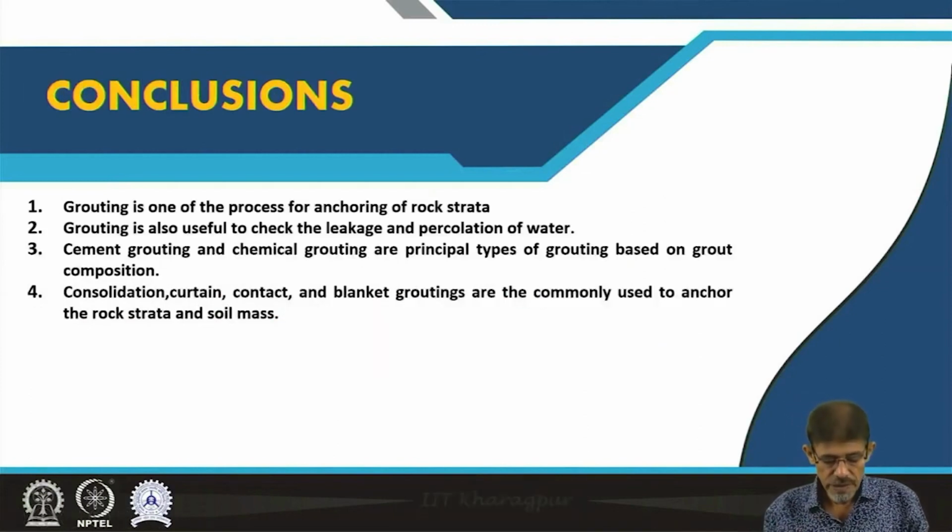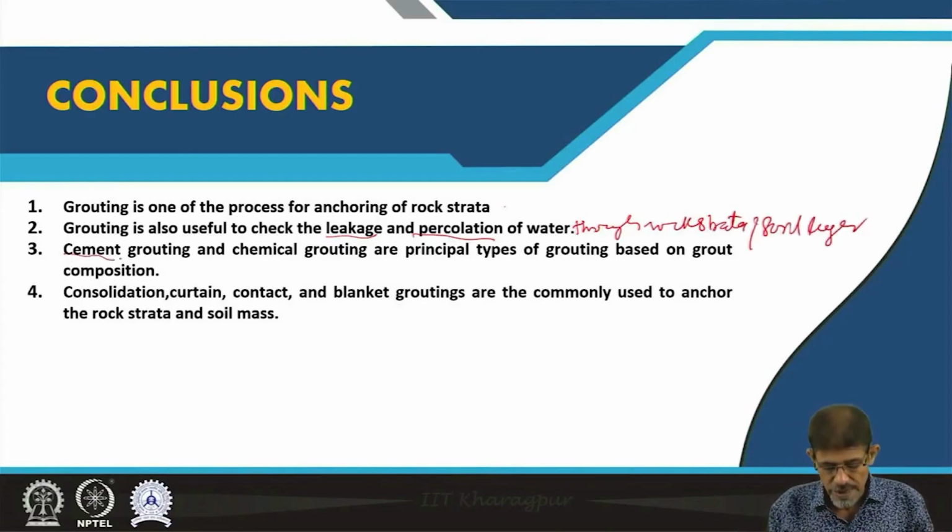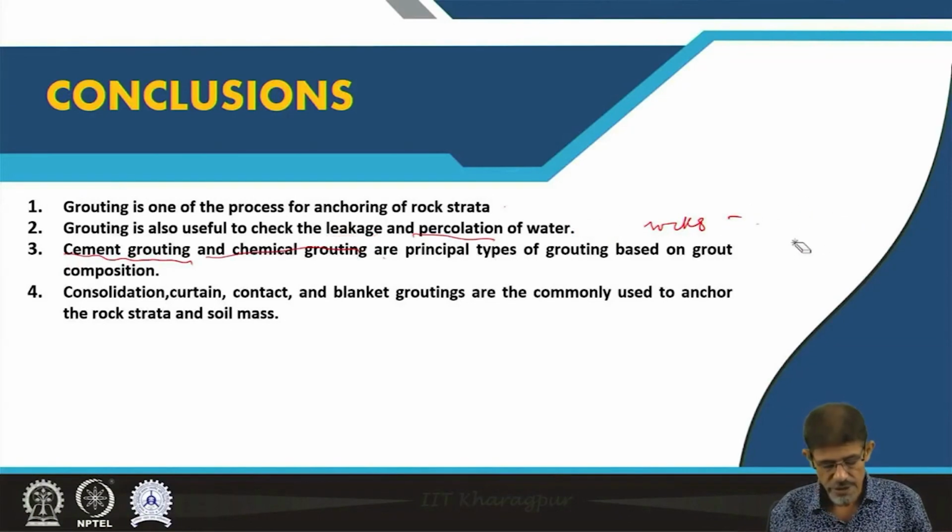Friends, grouting is one of the processes for anchoring of rock strata. Grouting is also useful to check and arrest the leakage, percolation, and flow of water through rock strata or soil layers. Cement grouting and chemical grouting are the principal types of grouting based on grout composition, and we have already discussed cement grouting. Nowadays we have varieties of cement grout.